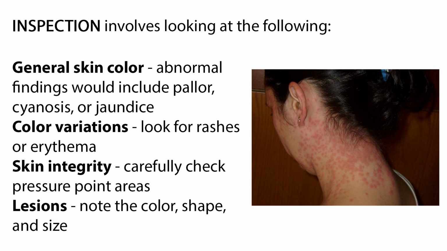Inspection involves looking at the following: general skin color. Abnormal findings would include pallor, cyanosis, or jaundice. Color variations. Look for rashes or erythema. Skin integrity. Carefully check pressure point areas. Lesions. Note the color, shape, and size.